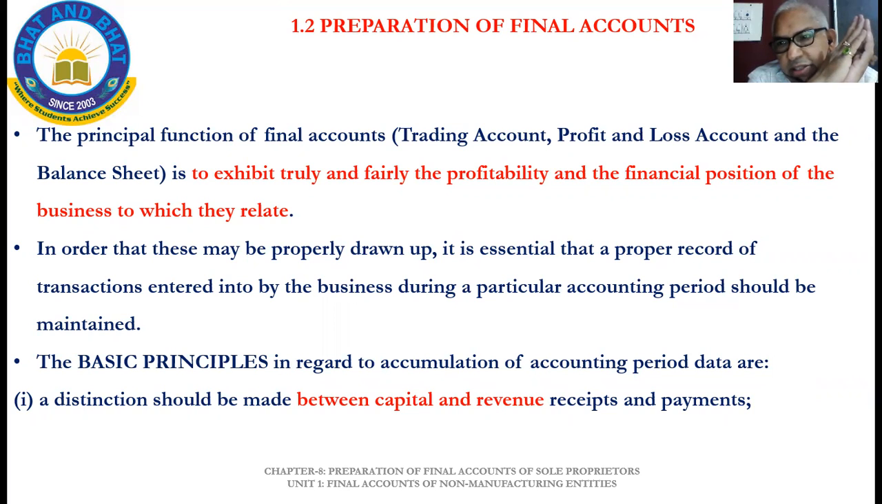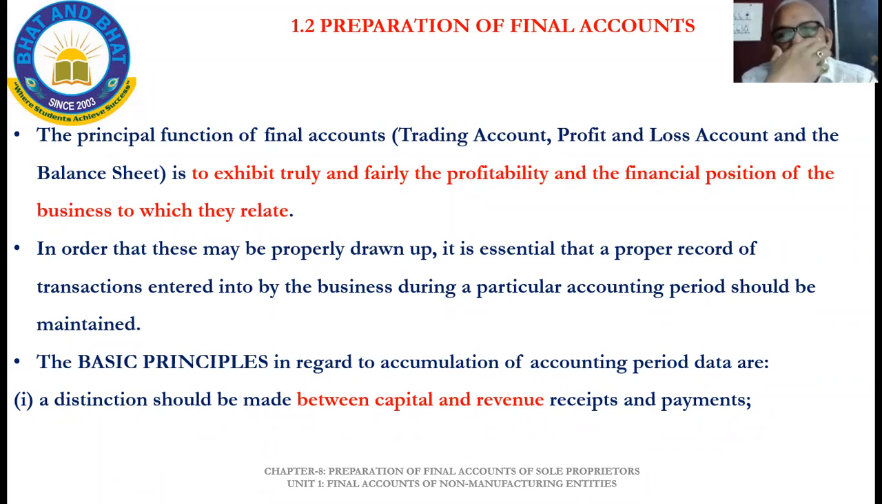Okay. Hence, with that intention to know the accounting position, truthful representation of business done in the last 12 months, these final accounts are prepared. Okay. And for that purpose, how it is done? Distinction will be made between capital and revenue, receipts and payments. See, if a machinery is purchased during the year, it is a capital expenditure or payment.